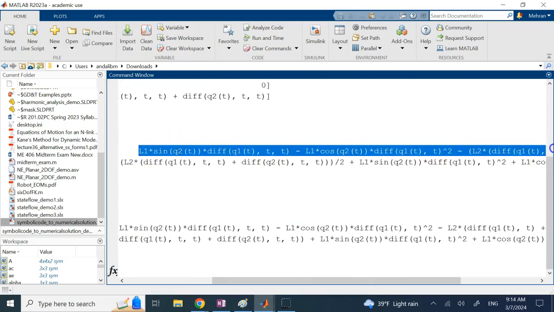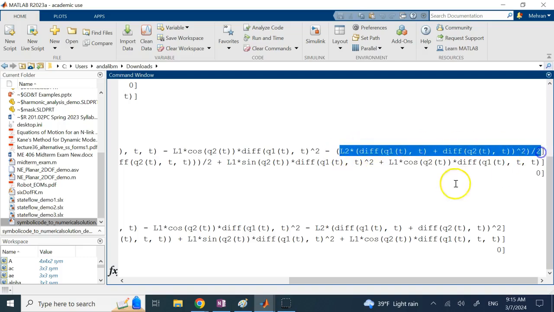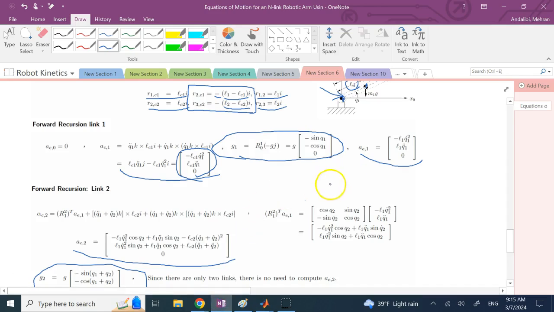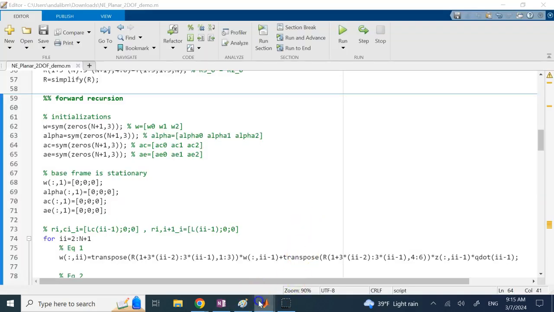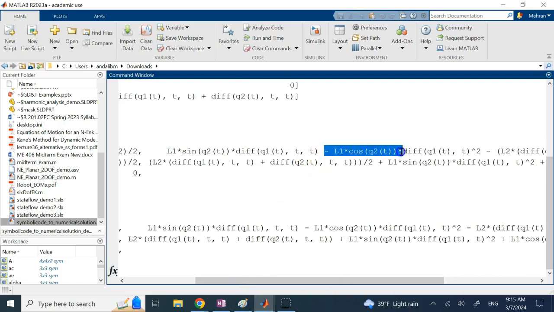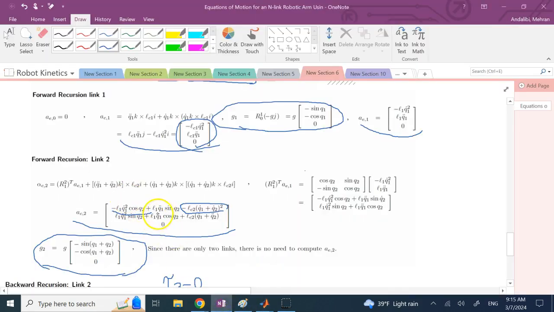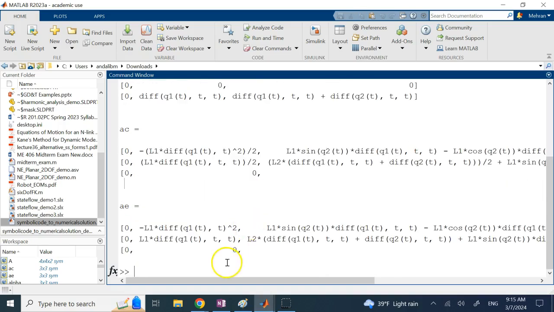And then this one here is the A of C2. Let's just look at one component of it. It's negative L2 over 2 times Q1 dot plus Q2 dot squared, and that is exactly this guy here. One of your terms is negative L1 Q1 dot squared cosine Q2, right? And again, if we go back, you should be able to see that. Negative L1 Q1 dot squared cosine Q2, and this one is L1 Q1 double dot sine Q2, and that is this guy here. So I can get each and every one of them without any mistake. And these are all ACs and AEs, different columns.